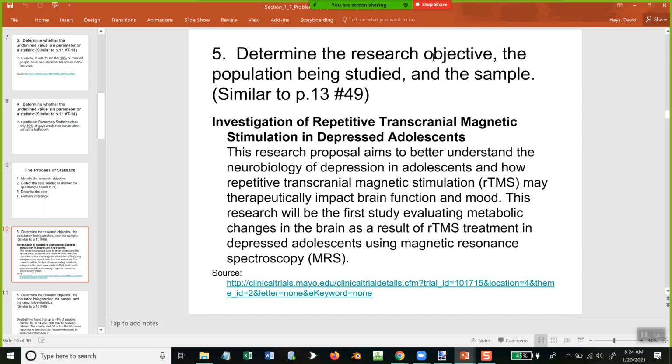Okay, research objective. I don't know what this is, but it seems like they're applying magnetic stimulation of some sort. But the research objective is hopefully to do what?